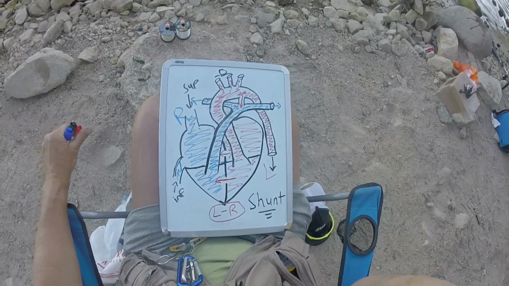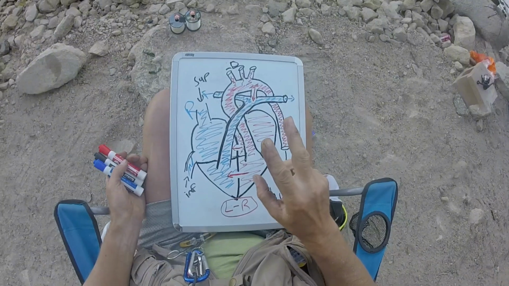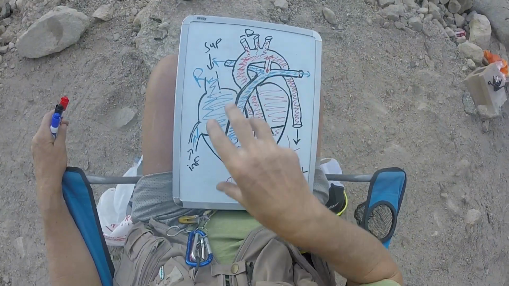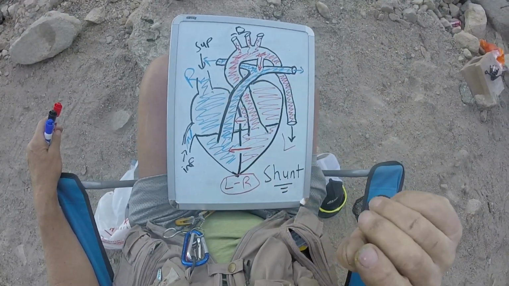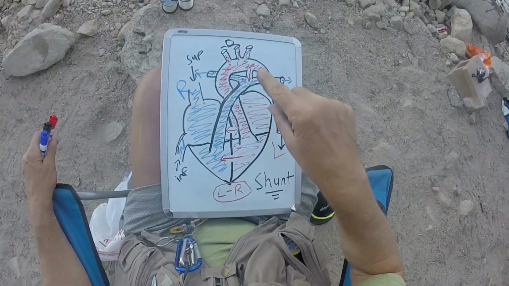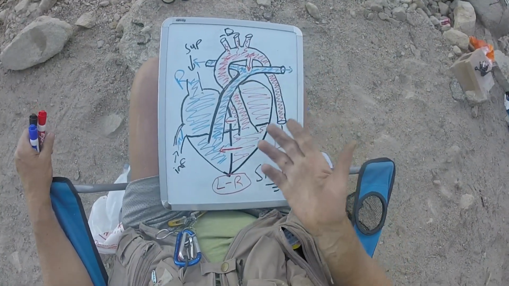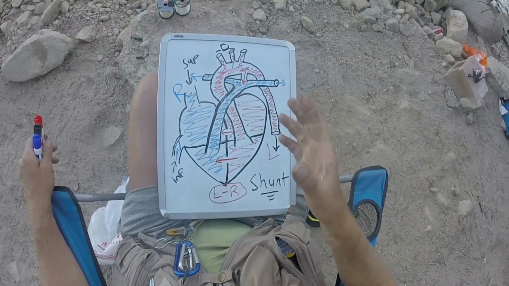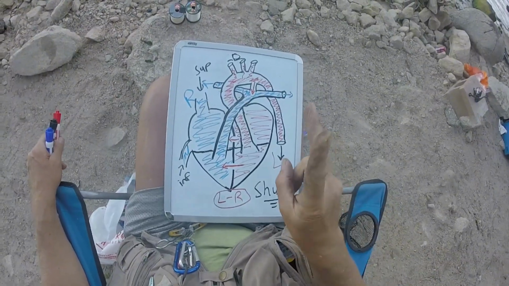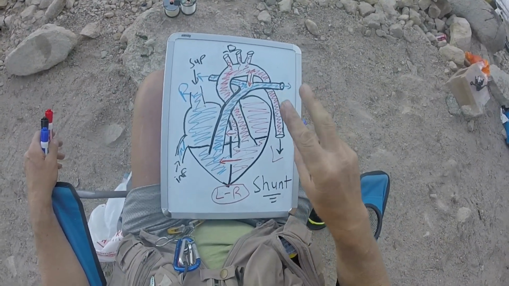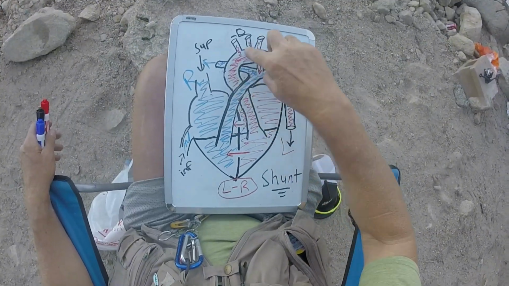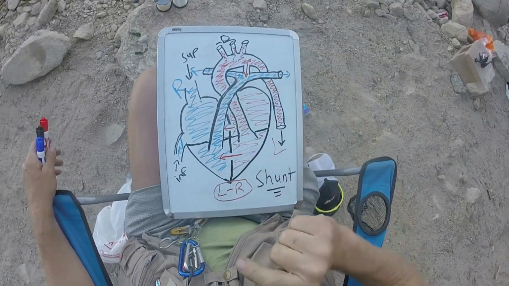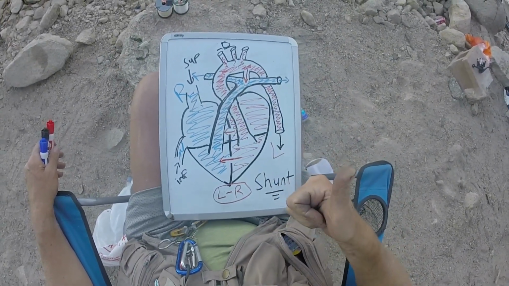Okay, so two important points there. First of all, if we have an opening between the left side and the right side, at any point in here, blood is going to go from the left side, or the oxygenated side, to the right side, or the deoxygenated side, because of the higher pressures. Point number one. And point number two is that this is not going to result in deoxygenated blood heading out to the body. You are just sending oxygenated blood back to the lungs. So that's important.